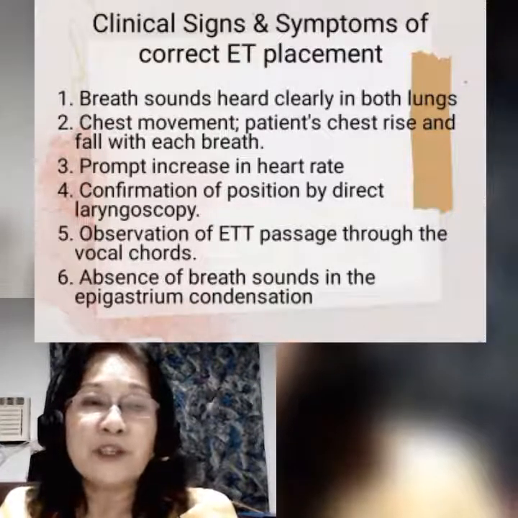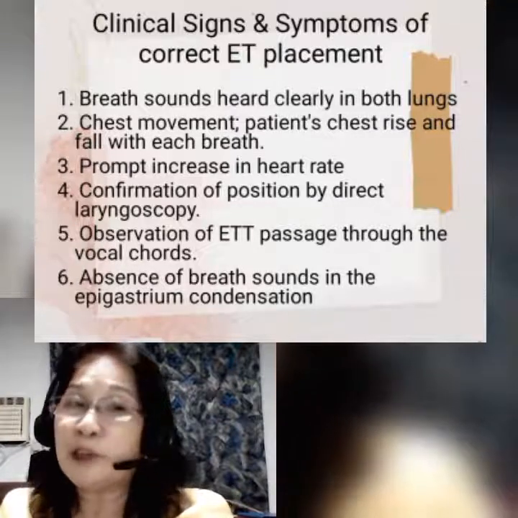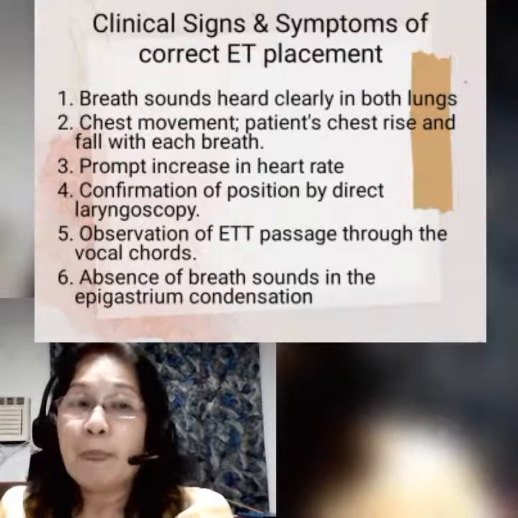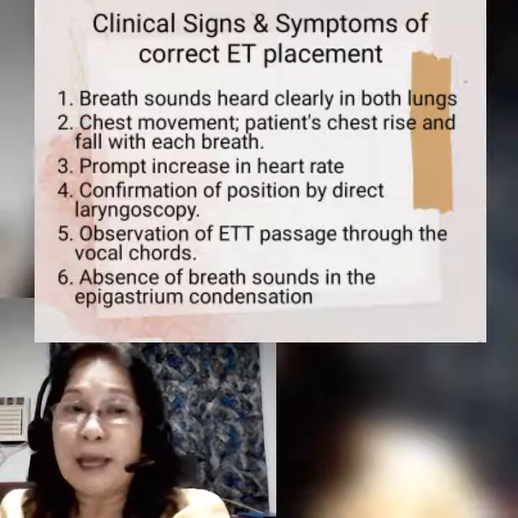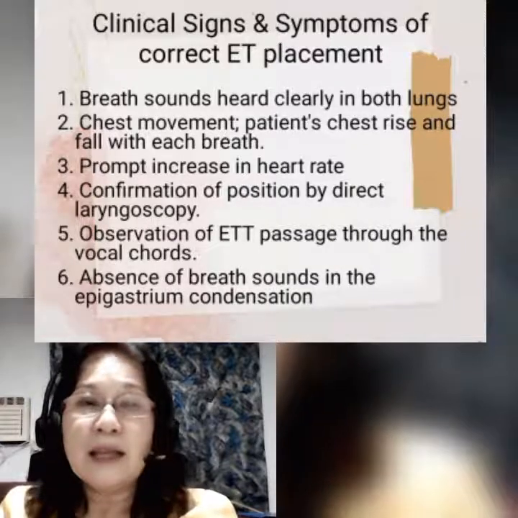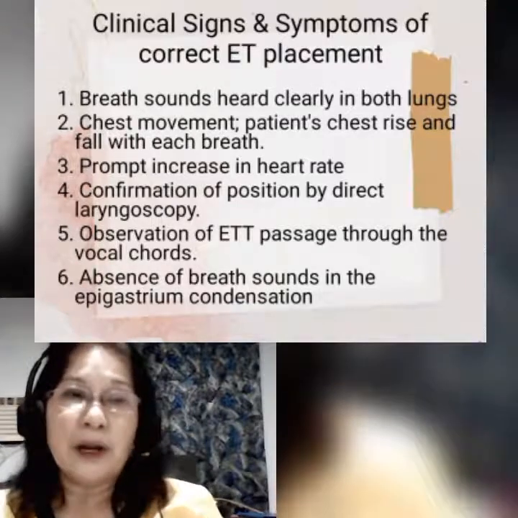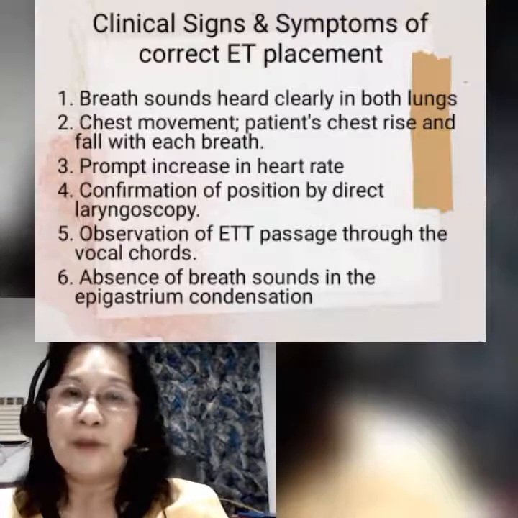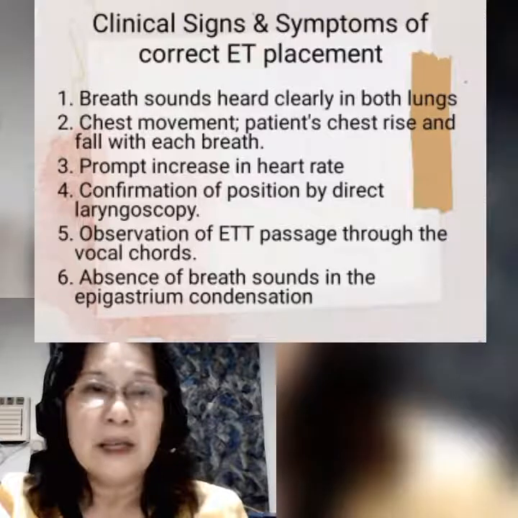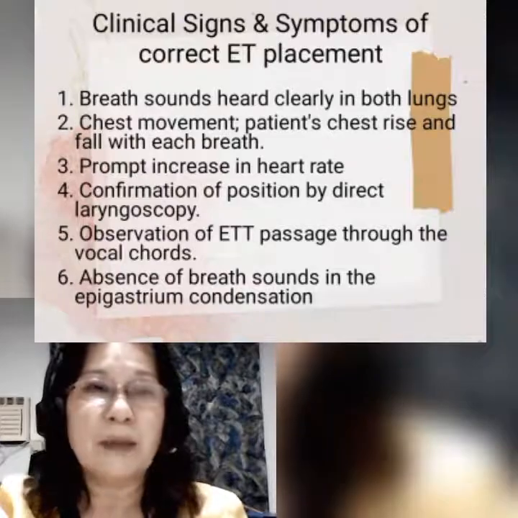Then, of course, observation of your endotracheal tube passage through the vocal cords. Remember, if your ET tube is not in place, you can hear the voice of the patients. Okay? But if your ET tube is in place, of course, you cannot hear any sound from the patients. Then, absence of breath sounds in the epigastrium. So remember, your ET should be in the lungs, not in the epigastrium of the patients. Okay? These are the clinical signs and symptoms of correct endotracheal tube placement.